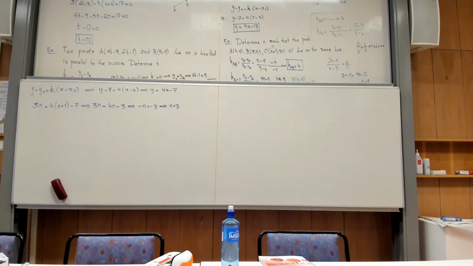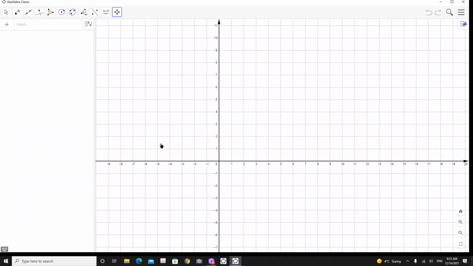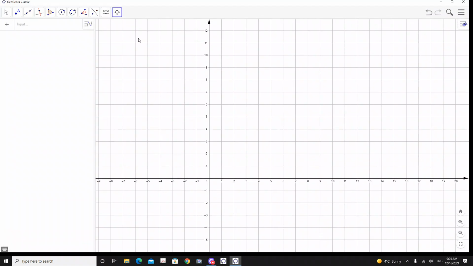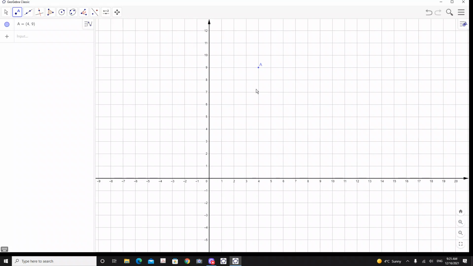C has coordinates n plus 1 and 3 times n. Point A had coordinates 4 and 9. Am I right here? Yes, that is my point A. My point B was 3 and 5. This is my point B. I will not write point C for the time being. Okay, we can write it.